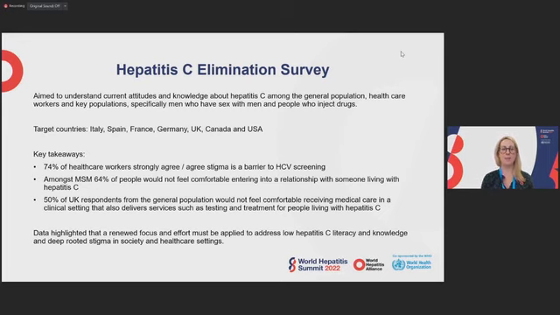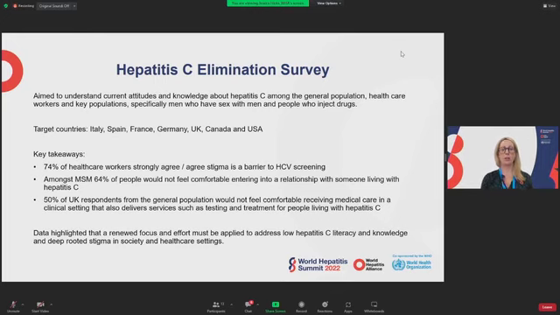Amongst MSM, 64% of people would not feel comfortable entering into a relationship with someone living with hepatitis C. And I think this really reflects that there's a lack of literacy, and 53% of respondents said that they lacked information on hepatitis C and how to prevent it. And then in the general population survey, 50% of UK respondents would not feel comfortable receiving medical treatments in a clinical setting that delivers services such as testing and treatment for people living with hepatitis C. And again, this really highlights the discrimination that is fueled by a lack of information and understanding.